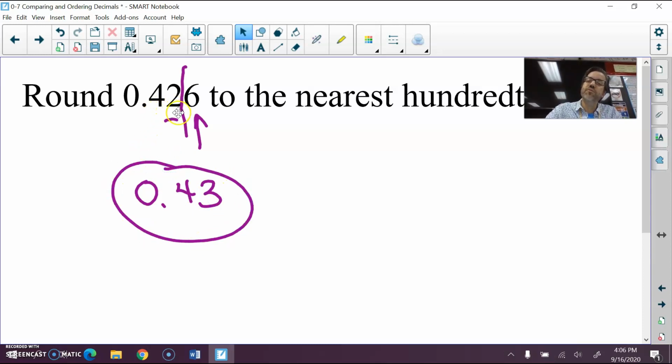So the 2 becomes a 3. And the other thing that I want to point out here is when we round to the nearest hundredth, we will not show any digits past the hundredths place or to the right of the hundredths place. So sometimes people would put 0.430, but we don't want that 0 at the end because we're rounding to the nearest hundredth. We only want to show through the hundredths place or 2 places past the decimal point.